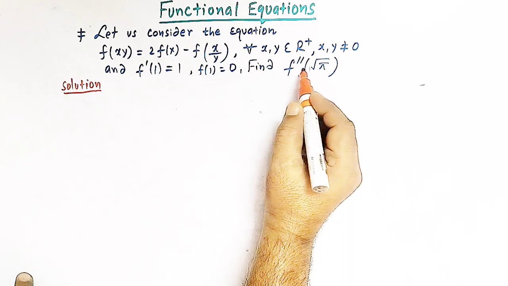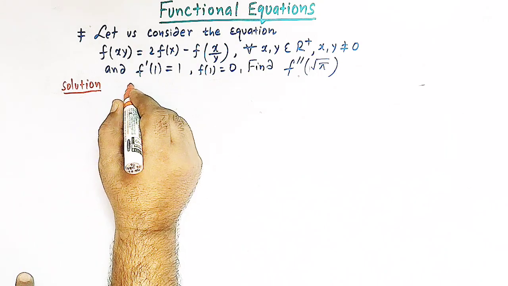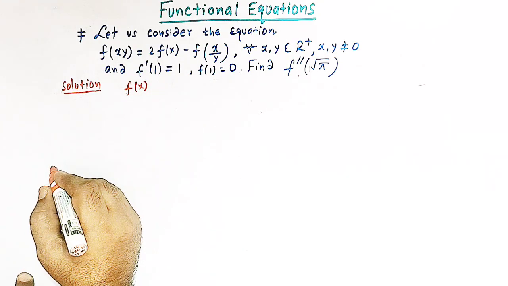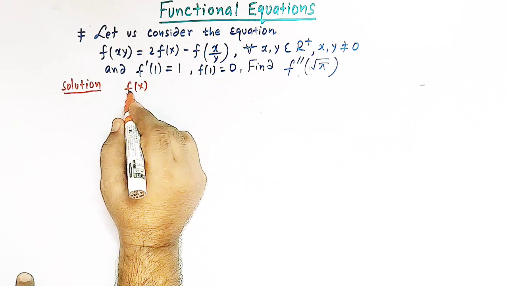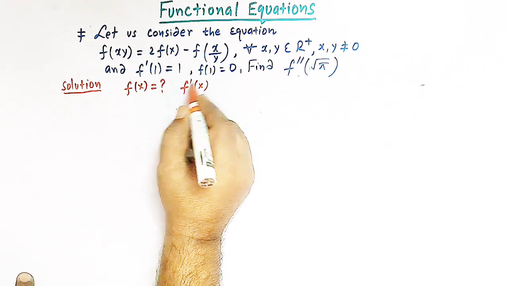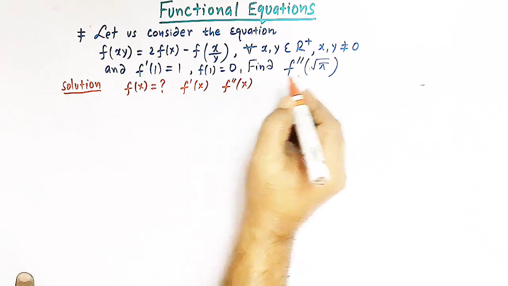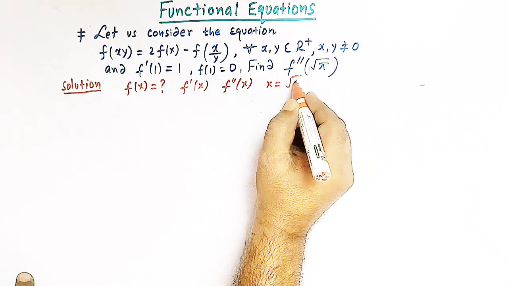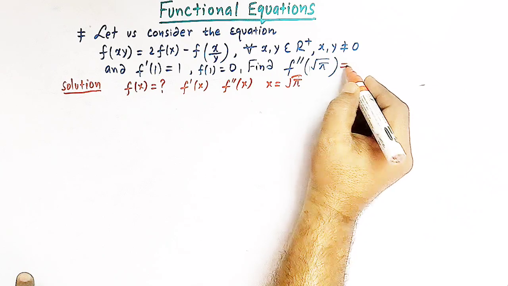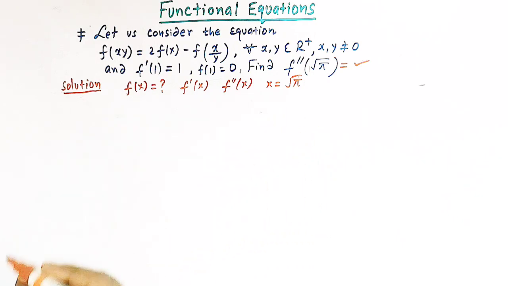Now to get the value of f double prime of square root of pi, our aim is to find out the function f of x. Once we find out the form of the function f of x, we can differentiate it to get f prime of x, and then we can find out the second derivative, and substitute x is equal to square root of pi to get the value of this expression. Here we will make use of the concept of partial differentiation to solve this problem.